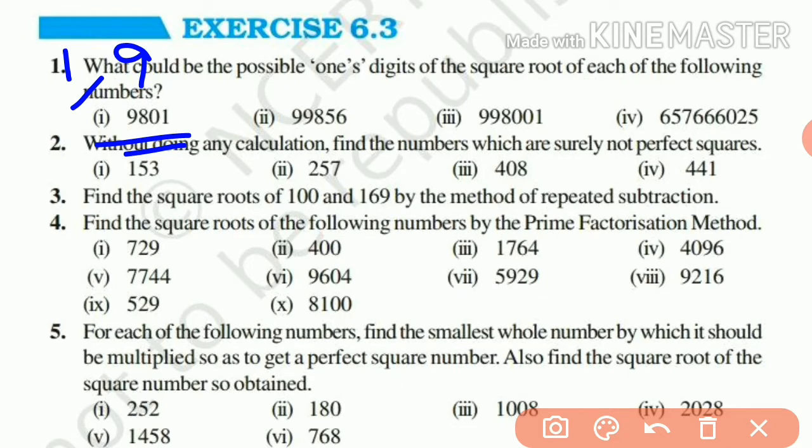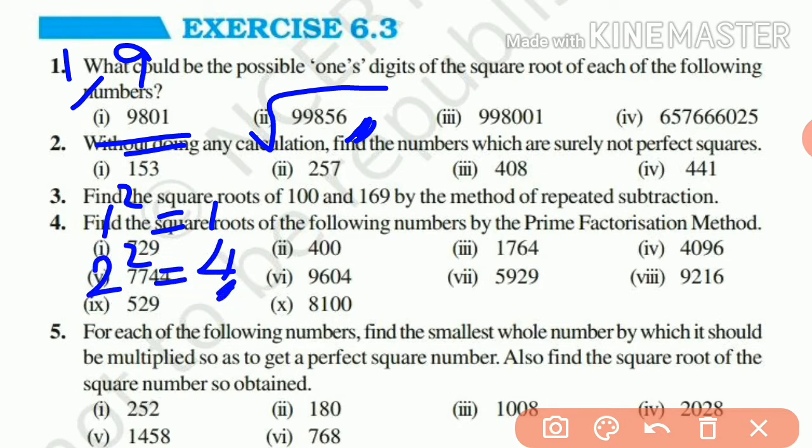Similarly, the second question: what will be the units digit in the square root of this number? Here the unit place is 6. Now we will check. The square of 1 is 1. This is not possible because here the unit place is 6. Then we take the square of 2, which is 4. Here the unit place is 4 and here it is 6, so this is not possible.